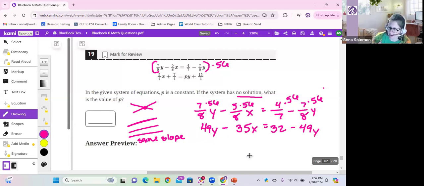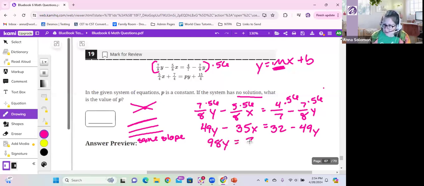And then what I'm going to do is put it into y equals mx plus b form, because remember, we're worried about the slope being the same. So first we have to find the slope. That means I need to get my y's on the one side and everything else on the other. So 49 plus 49 is 98. We get 98y equals 35x plus 32. And then divide by 98.